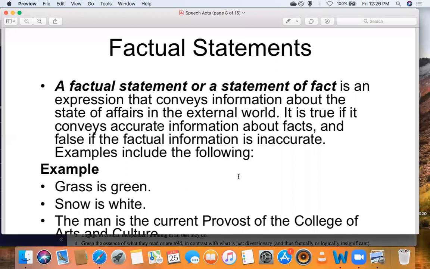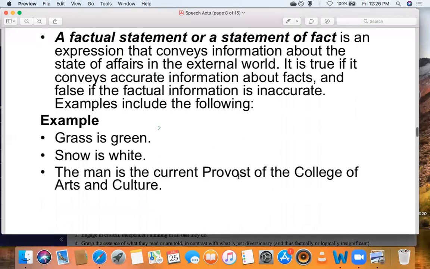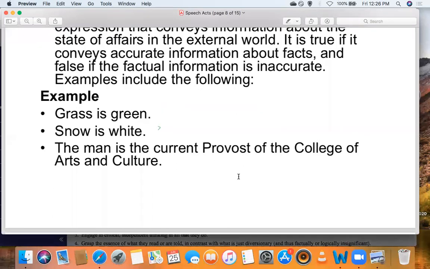So look at the examples of factual statements. Statements about the external world. Grass is green, snow is white. That man is the current provost of the College of Arts and Culture. So these are factual statements. If you say that grass is green is not true, then you have to provide alternative facts to show that grass is not green. If you say that snow is not white, you have to provide alternative facts to show that snow is not white.